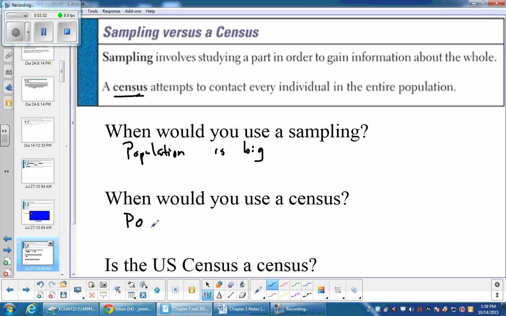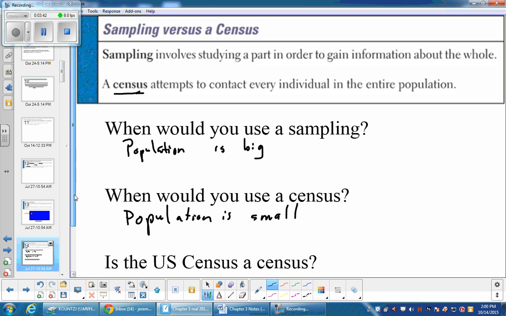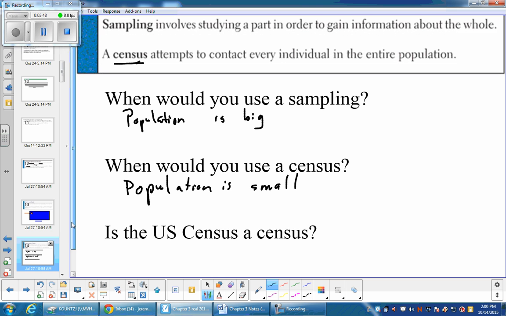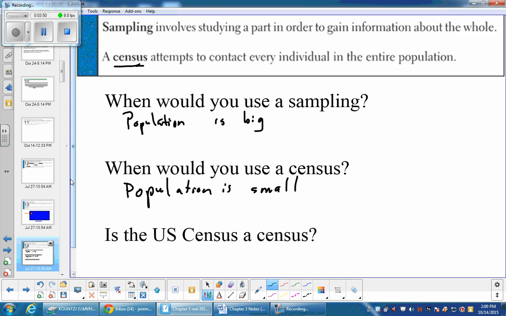So here, when would we use a census? When the population is small. Now, is the U.S. Census a census? Every 10 years, the U.S. goes out and they collect information on everyone in the U.S. It costs billions of dollars to do, lots of money, and they attempt to contact every individual.